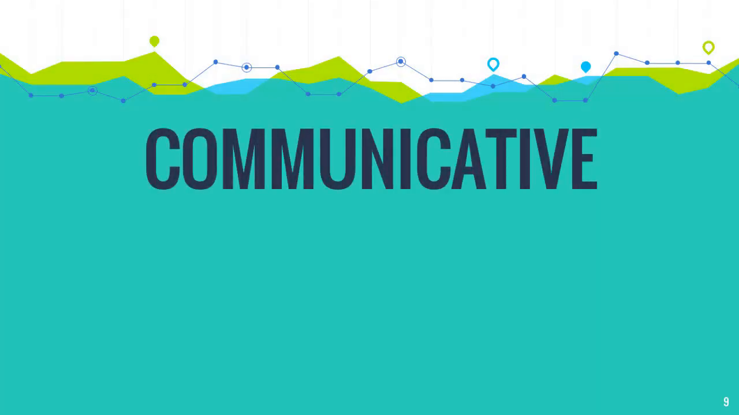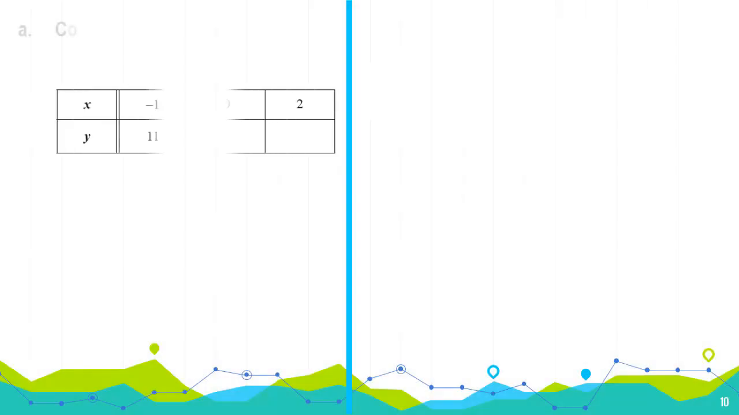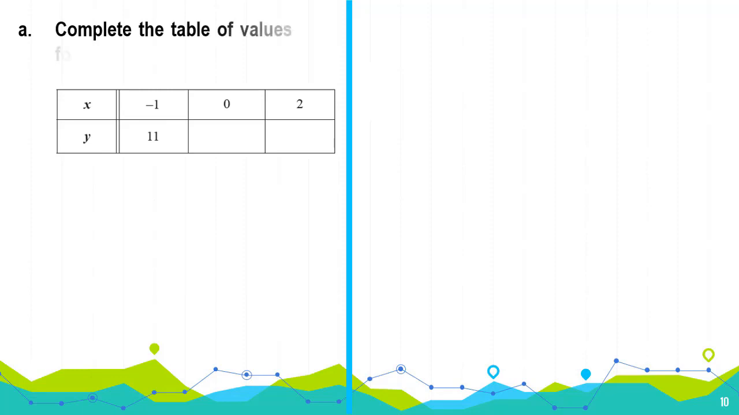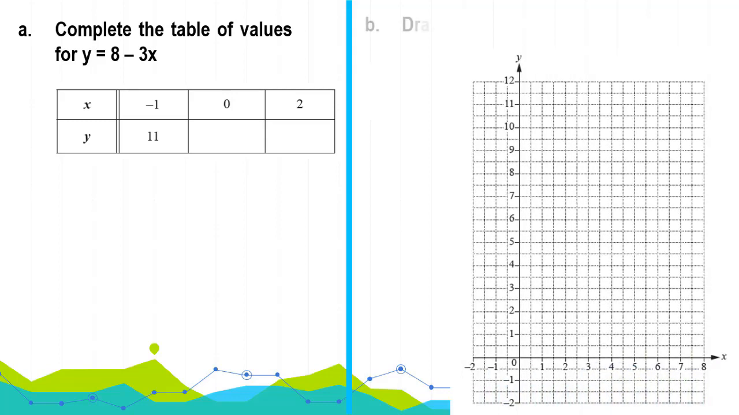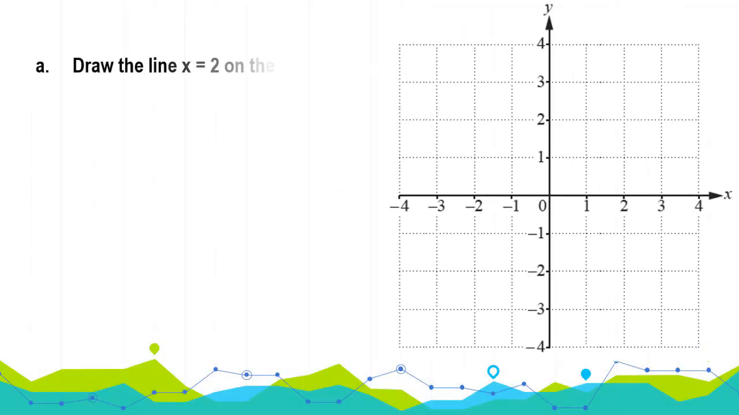Communicative. A. Complete the table of values for y equals 8 minus 3x. B. Draw the graph of y equals 8 minus 3x on the grid. A. Draw the line x equals 2 on the grid.